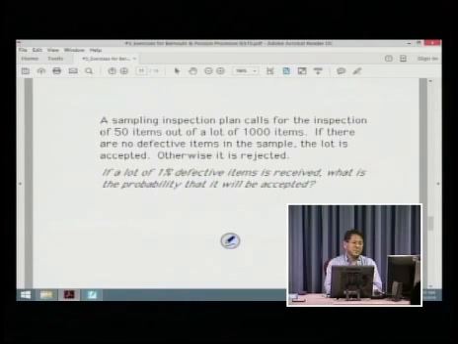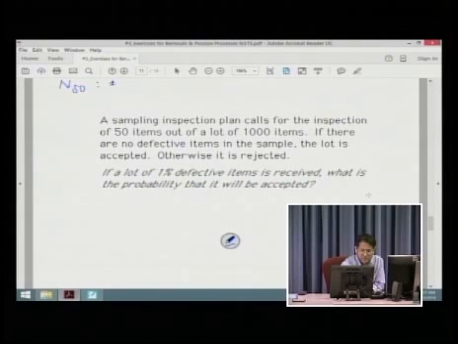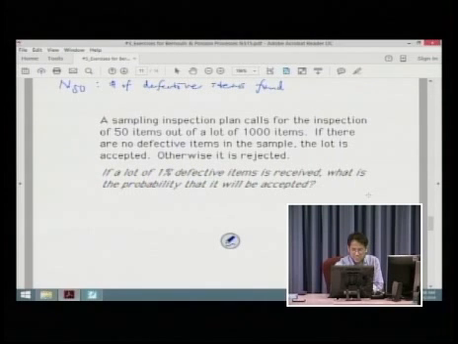First of all, I have to define the random variable, as always. So how do you define the random variable? How about N sub 50? What is N sub 50? The total number of defective items found in the sample of size 50. So that is the number of defective items found in the sample of size 50. Okay?